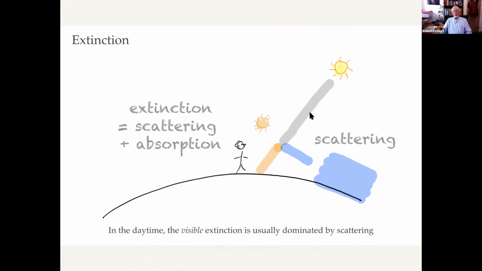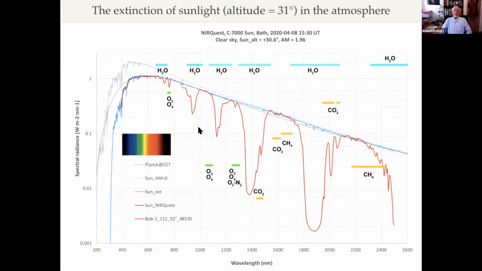Now, in the daytime, when the sun's high like this, the extinction is dominated by scattering. There's plenty of absorption going on in the infrared, but in the visible spectrum, we're dominated by scattering. And here I've got a somewhat detailed spectrum, but let me just describe what's on here. The thin grey line at the top is the spectrum of the sun outside the Earth's atmosphere. It extends well into the infrared on the right, and it extends into the ultraviolet on the left. You can see our visible spectrum here.